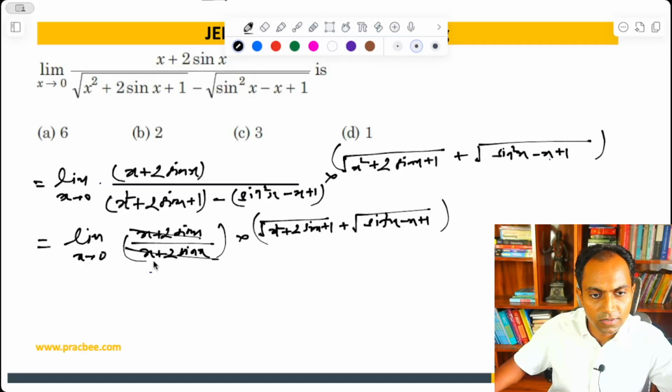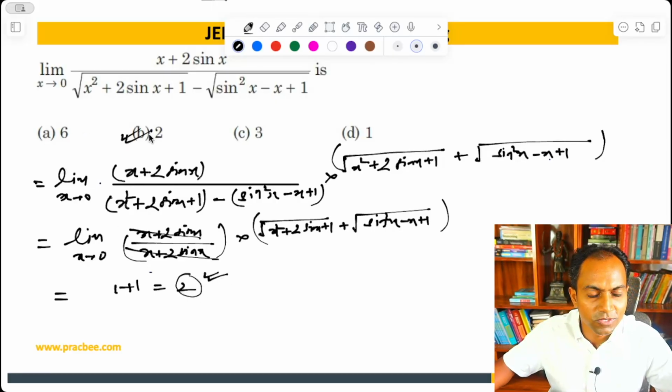This gets cancelled out. And if you put 0, the first part becomes 1. The second part also becomes 1. Answer comes out to be 2. You can see that B option is correct.